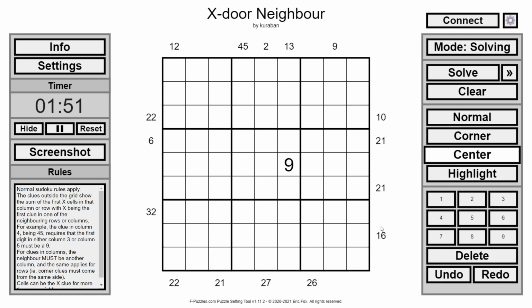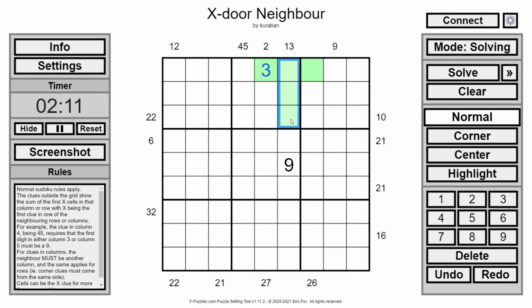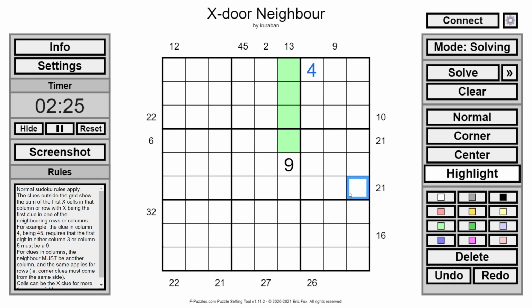Now this is X Door Neighbor. Instead of the x being in the cell with the clue, or in the column or row with the clue, it's going to be next door to it. So let's say this is 3 digits long, so one of these will be a 3. This could be a 3, indicating that this is 3 long, or this could be a 3. I guess that would also work. Or if we decided this was 4 long, then something like that.